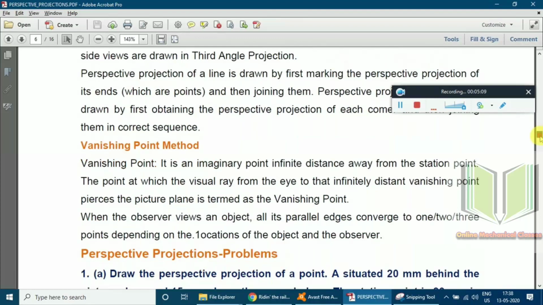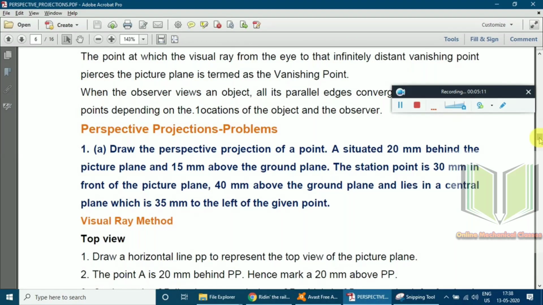Now it's time for us to get back to the problem. This is the problem. Draw the perspective projection of a point A, situated 20 mm behind the picture plane and 15 mm above the ground plane. The station point is 30 mm in front of the picture plane, 40 mm above the ground plane, and lies in the central plane, which is 35 mm to the left of the given point.